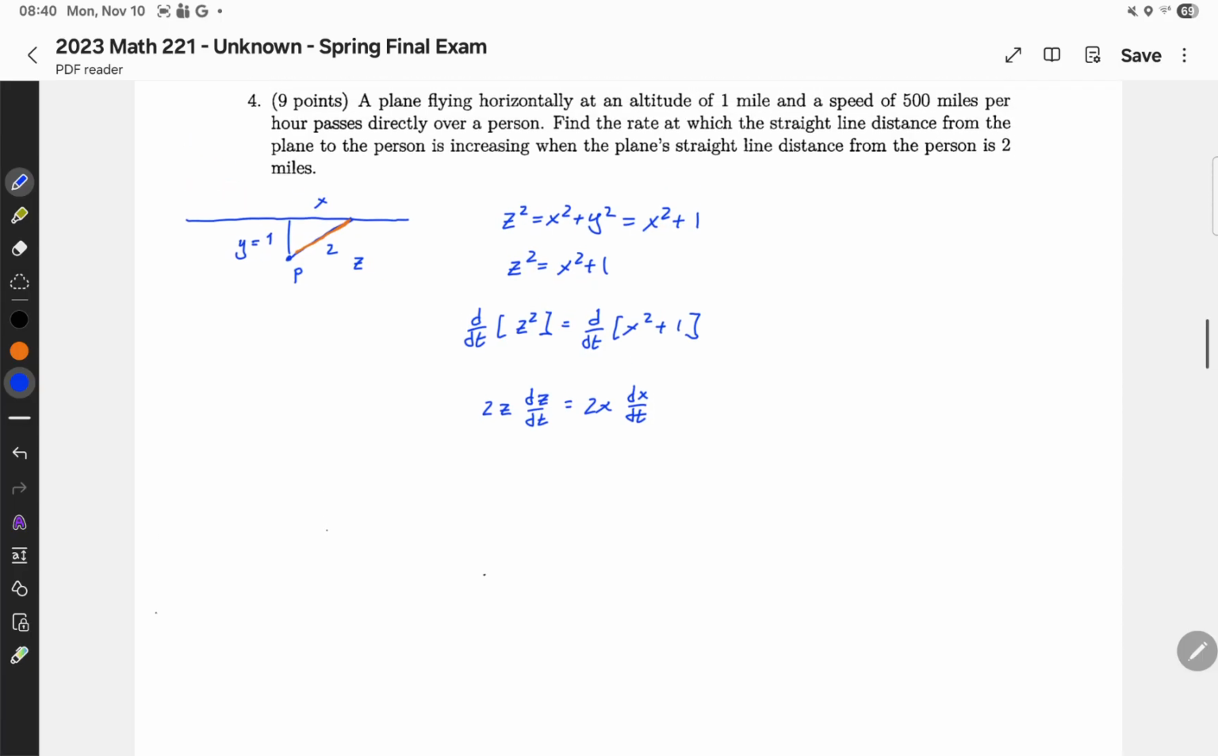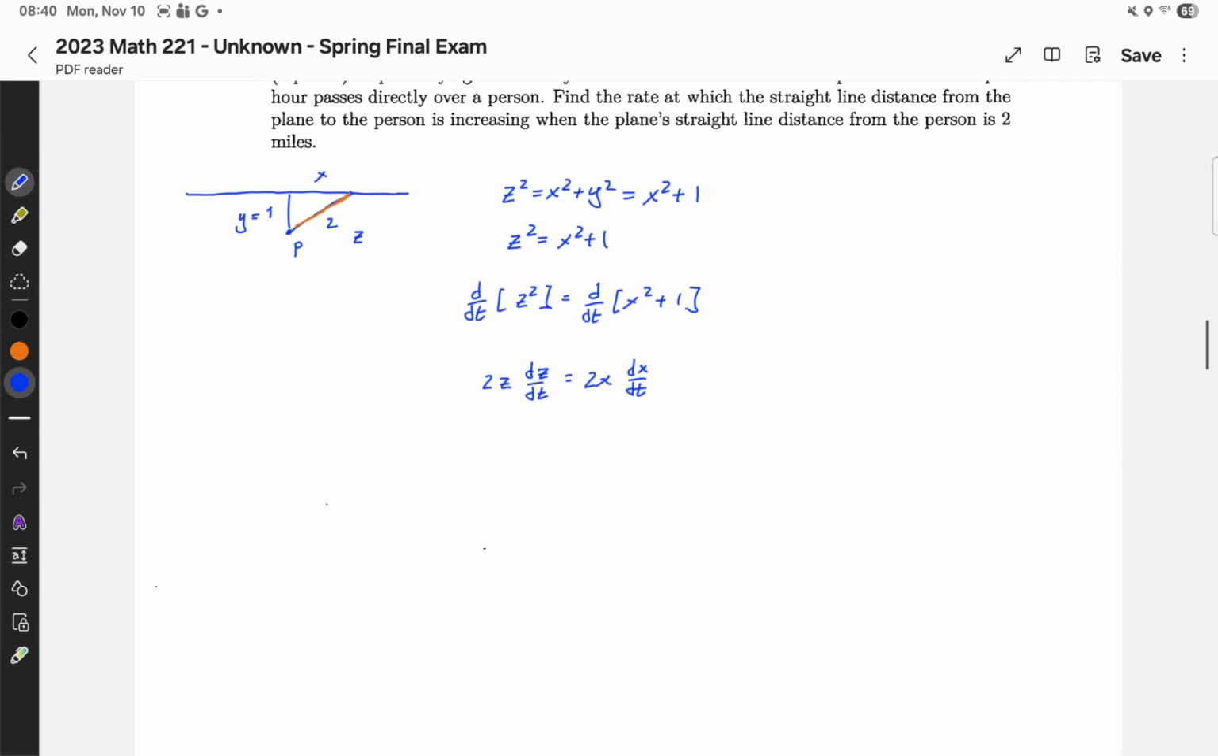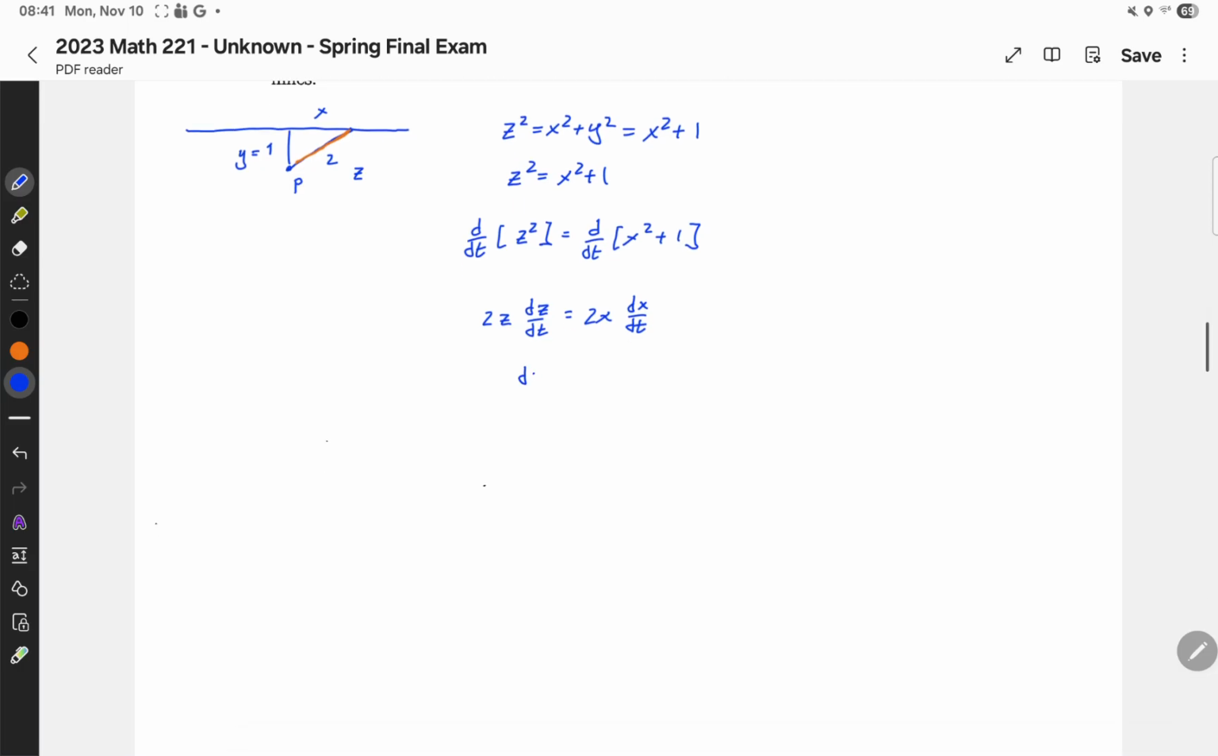The derivative of 1 is just going to be 0, so we don't have to worry about it. And what we're interested in here is how this straight line distance is increasing, which is going to be our dz dt term right here. So we'll go ahead and bring this 2z over, because we don't really care too much about it. We get dz over dt is equal to, the 2's are going to cancel, x over z times dx over dt, just like this.